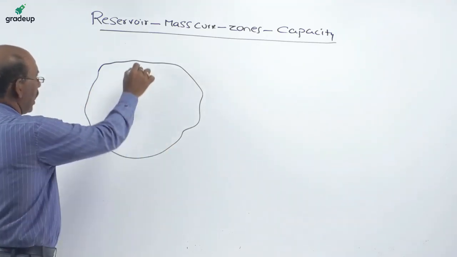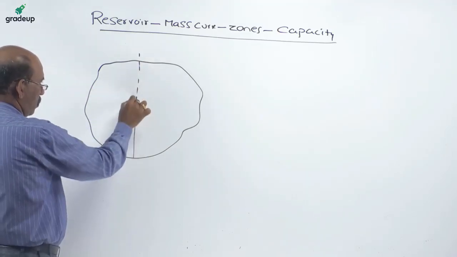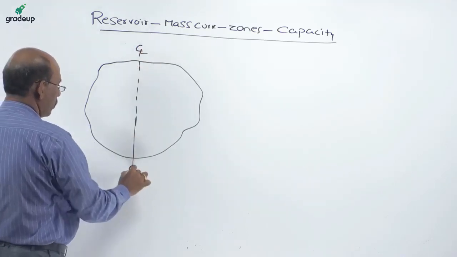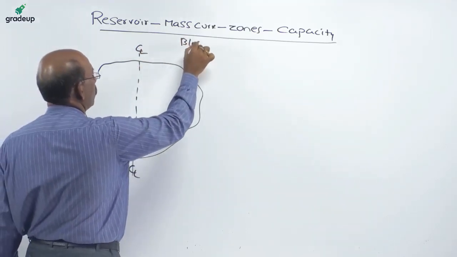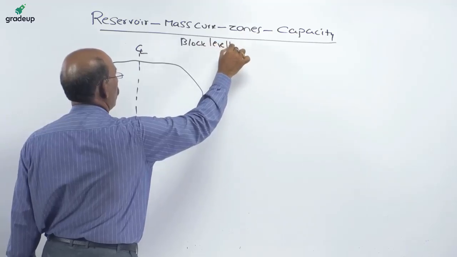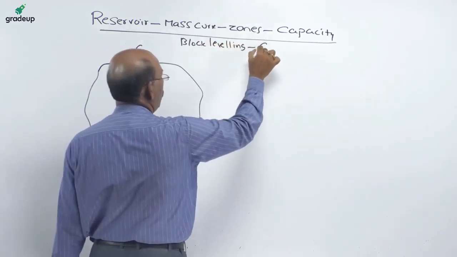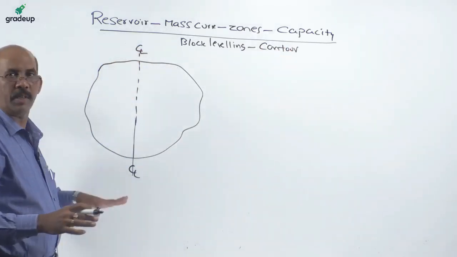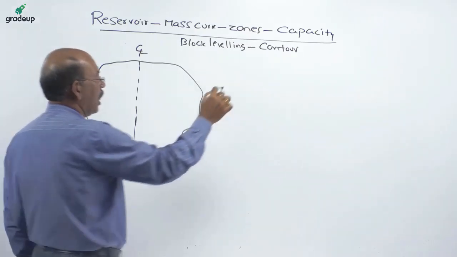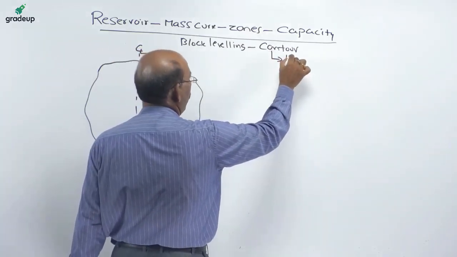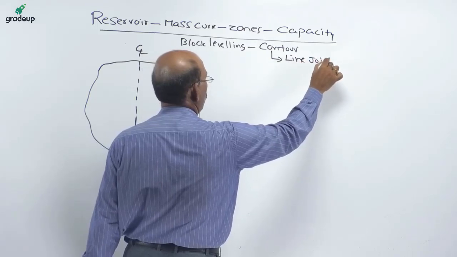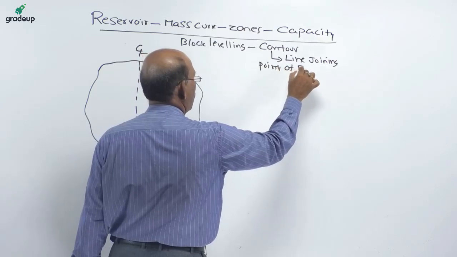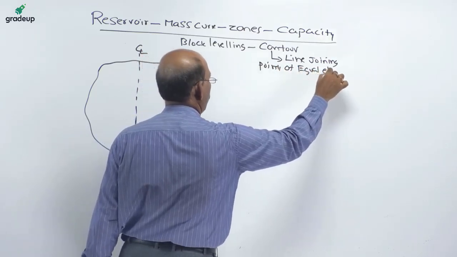Approximately locate the center line, and using block leveling, the contour map has to be developed. The contour is nothing but a line joining points of equal elevation.